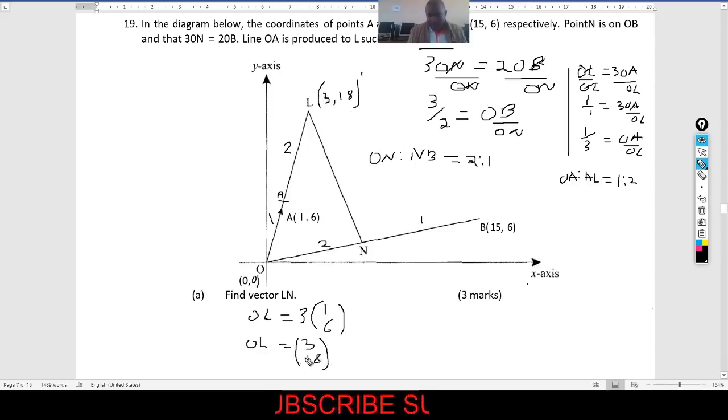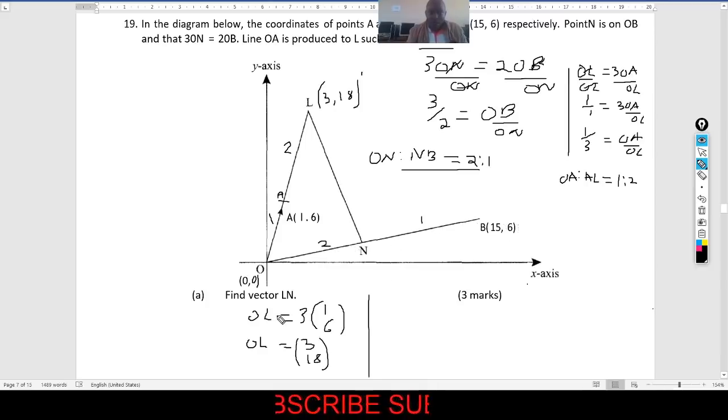L is (3, 18). I can also use this same thing the way it is here, directly, without struggling, because I have it there. So I can say 3 ON. Whether I use it the way it is or use this other one, it is still okay. Because if I use this that I have found here, I will say that ON is 2 over 3, ON equals 2 over 3 OB.